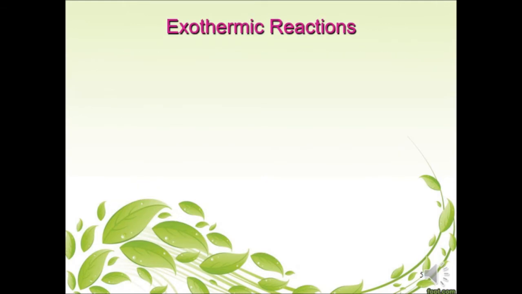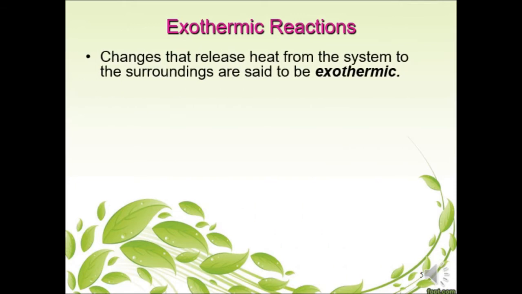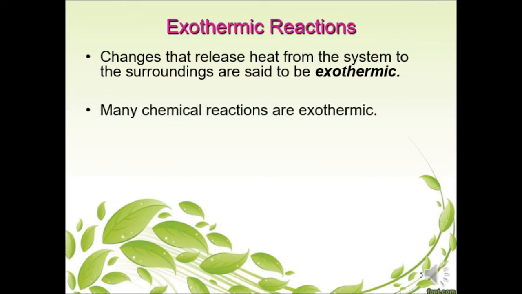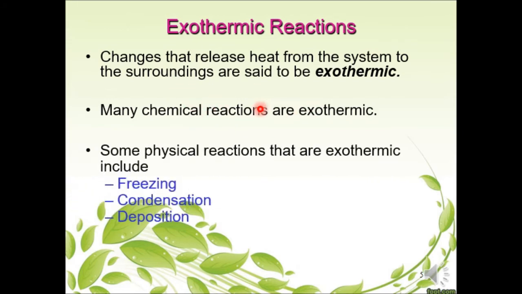Next is exothermic. If endothermic absorbs heat, exothermic on the other hand will release heat from the system to the surrounding. There are also chemical reactions that are exothermic. General examples of exothermic processes include freezing, condensation, and deposition. If you want to freeze water, you have to remove heat from the water in order to freeze it into ice.